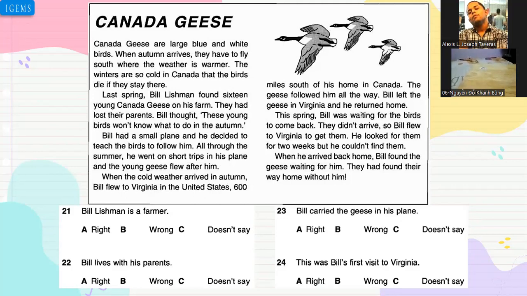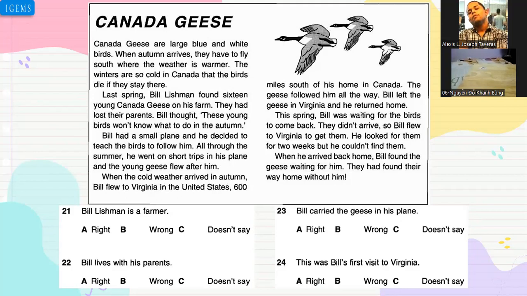Canada geese are large blue and white birds. When autumn arrives, they have to fly south where the weather is warmer. The winters are so cold in Canada that the birds die if they stay here. Last spring, Bill Lishman found 16 young Canada geese on his farm. They had lost their parents. Bill thought, these young birds won't know what to do in the autumn. Bill had a small plane and he decided to teach the birds to follow him.